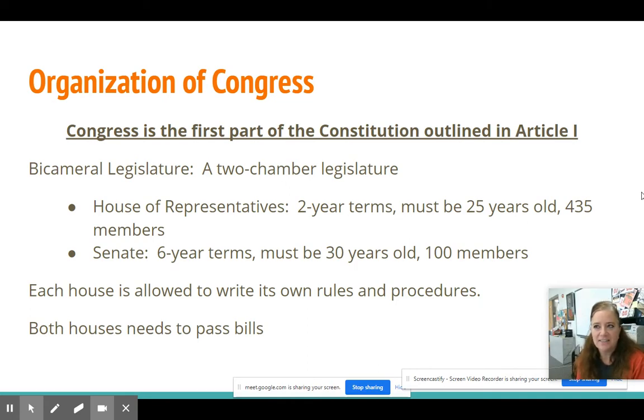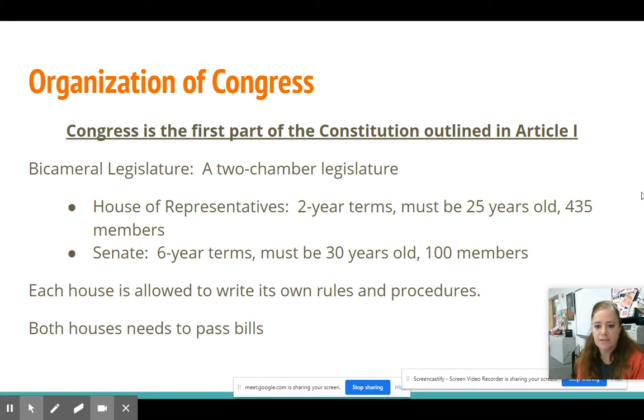So yeah, it's Article 1 because maybe it doesn't have the most power, but maybe it does have the most power when you're looking at our government. Congress makes the laws. They do a lot of other things, but that's one of the big things that they do. So our founding fathers thought that that was super important, and it's in the first article.